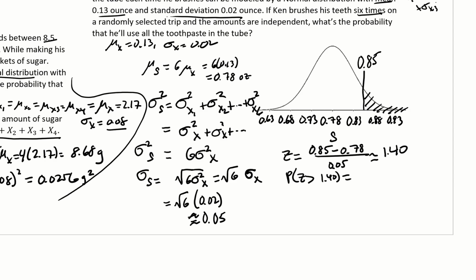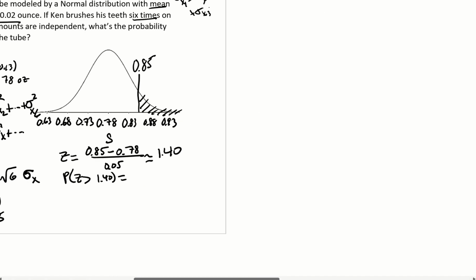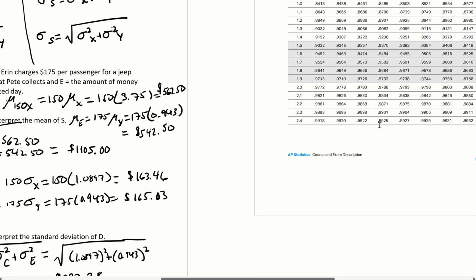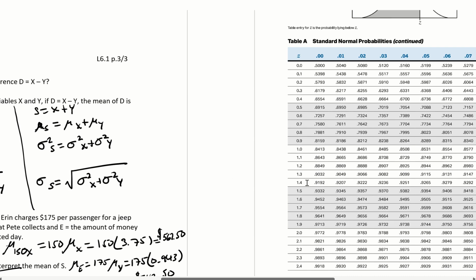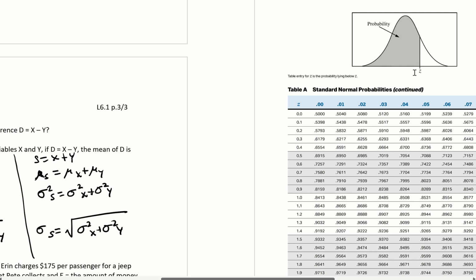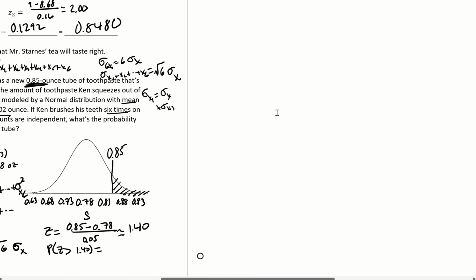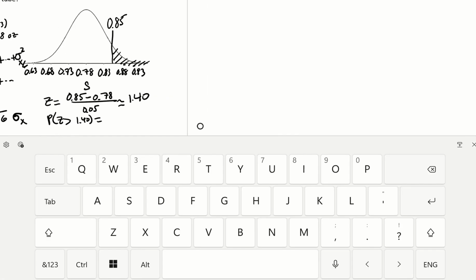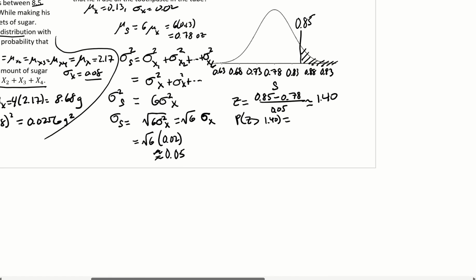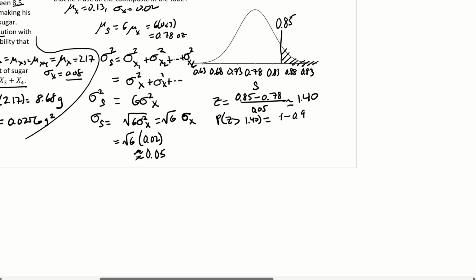And so the probability that z is greater than that is, well, the table gives you the area to the left by default. We've done chapter 2, but we haven't done too many of those in this lesson, so we'll go over that real quick. 1.40 is 0.9192, but this gives you the area to the left. If I want the area to the right, I have to subtract from 1. So 1 minus 0.9192 is 0.0808.